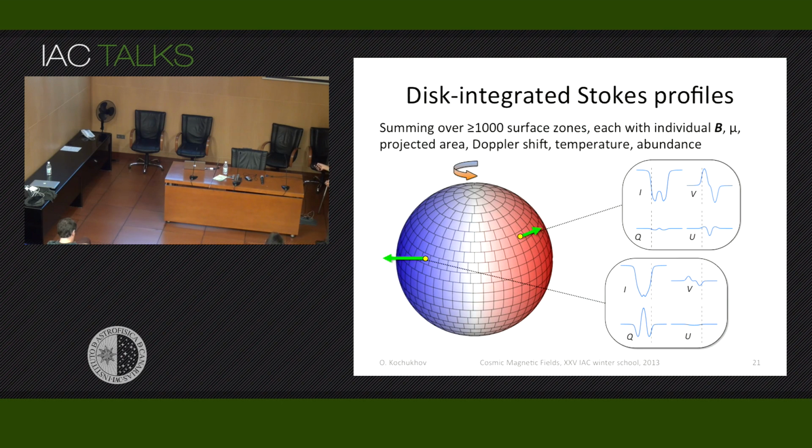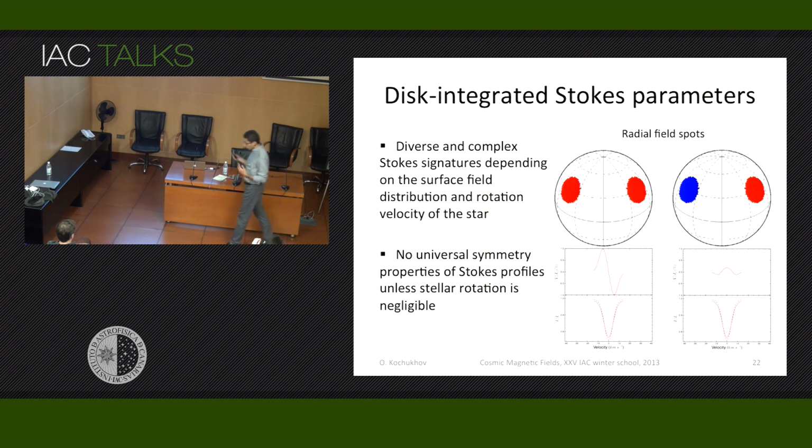Here, for instance, I assume that the vector of the magnetic field is mostly oriented along the line of sight, so I get large V, smaller linear polarization, and I get a redshift; this dashed line corresponds to the unshifted position of the line. For the other surface element, I can get a quite different situation: a blueshift and, for instance, higher polarization in Q and U. And all these things summed up over the stellar surface can give very non-trivial results.